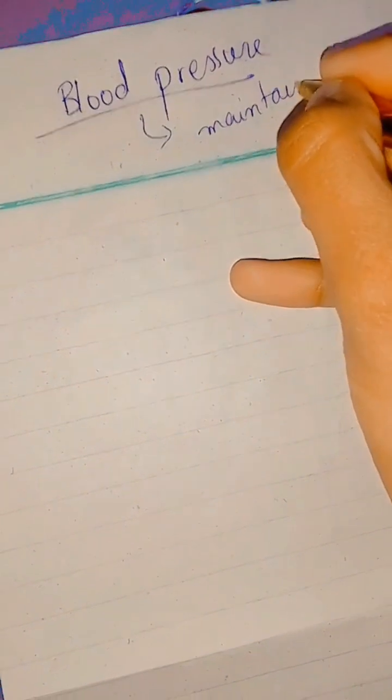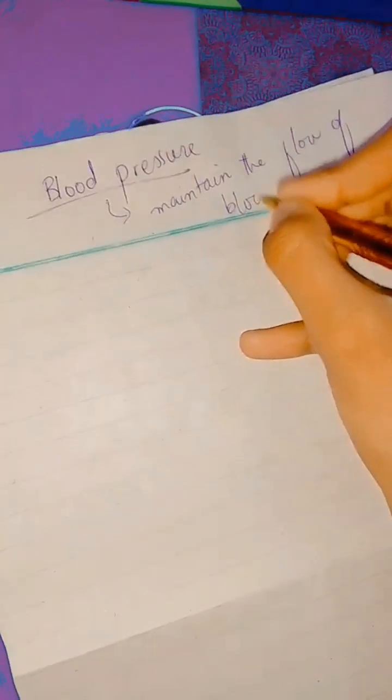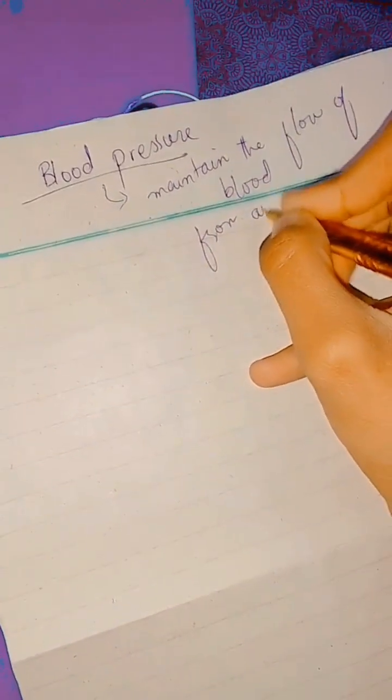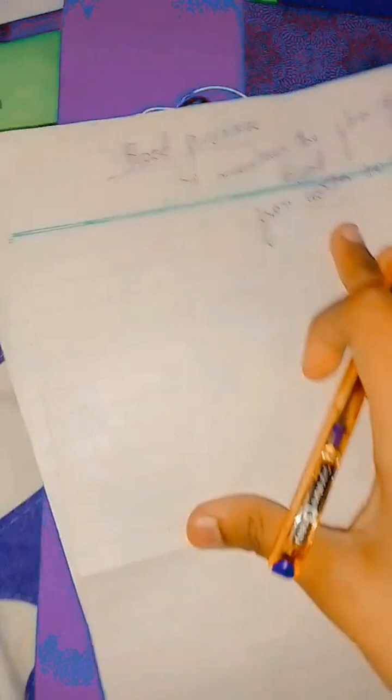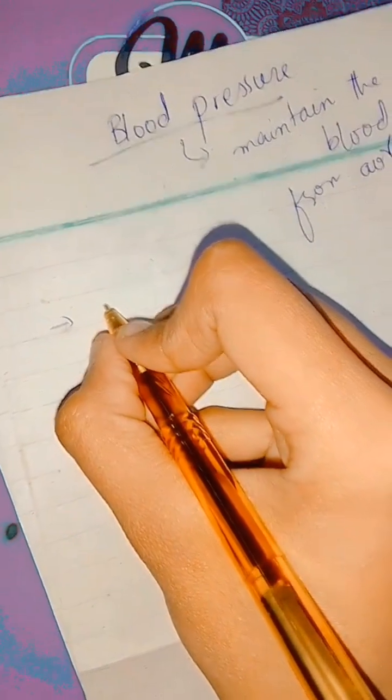Our topic is blood pressure. Blood pressure is basically why there is a pressure in the blood: to maintain the flow of blood from the aorta to the capillaries. Here, what is meant by blood pressure is the following.